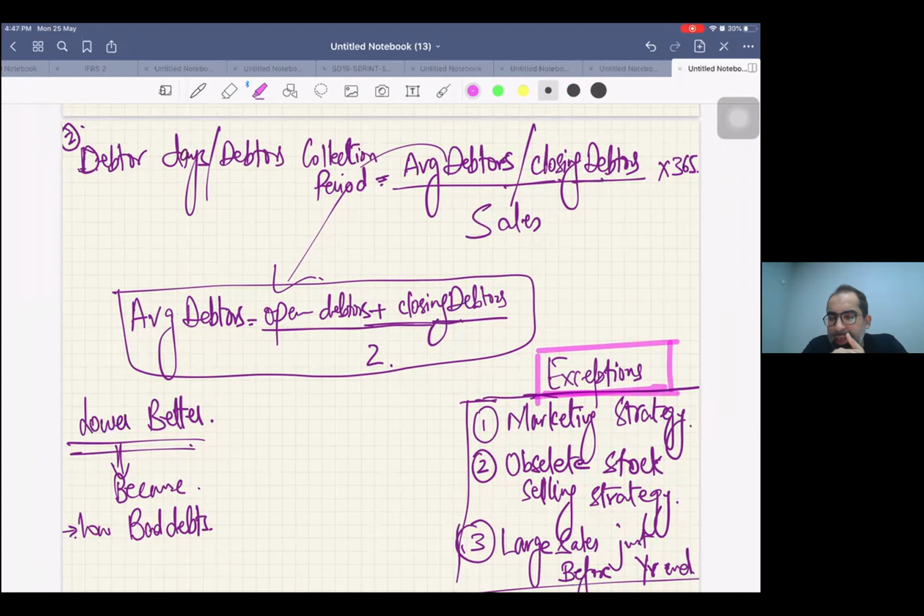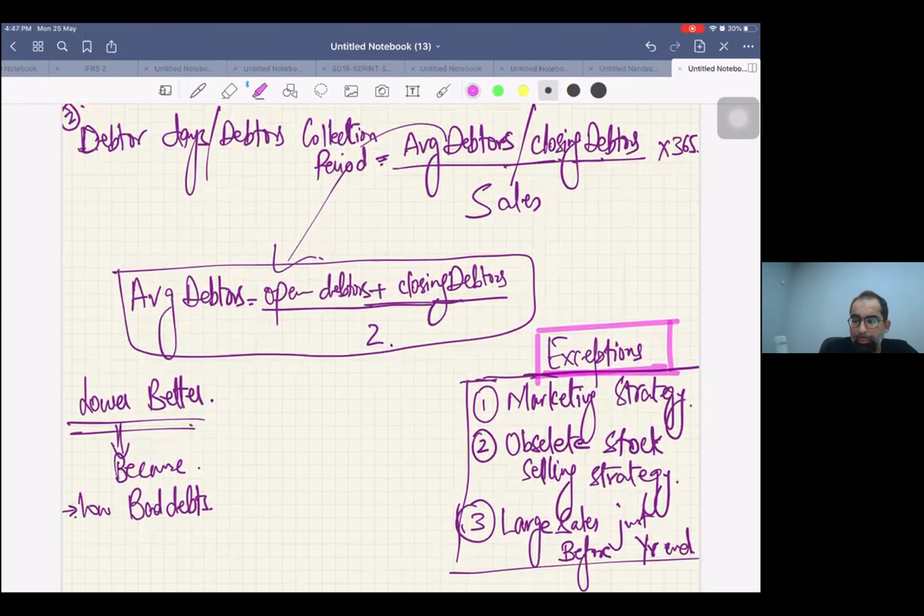It means if the debtor days of a company are increasing, there is no need to criticize the company. No need to criticize the company if the debtor days are higher because of these reasons, because of these exceptions. Okay, let's start with the exceptions. Number first, marketing strategy.